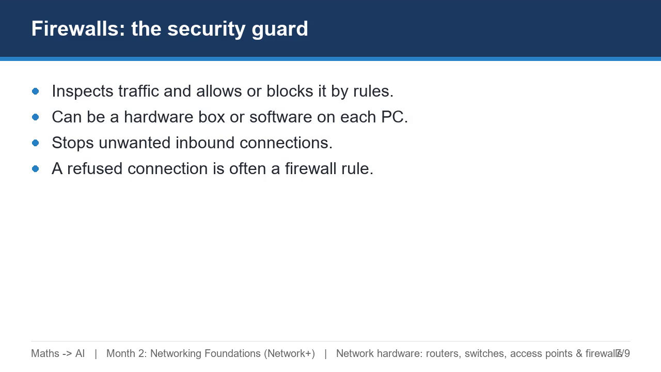Now the security guard, the firewall. A firewall inspects traffic and allows or blocks it based on rules. It can be a dedicated hardware box at the edge of the network, or software running on each PC, like Windows Defender Firewall. It's how you stop unwanted connections. So here's a troubleshooting tip: when a connection that should work is mysteriously refused, a firewall rule is a prime suspect.